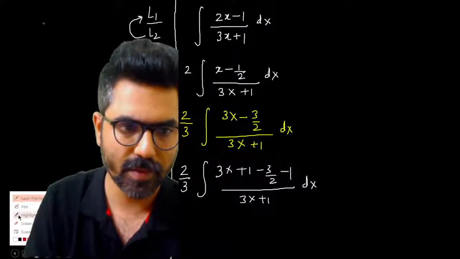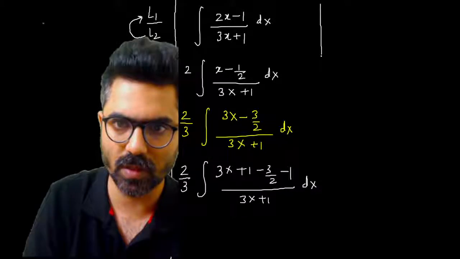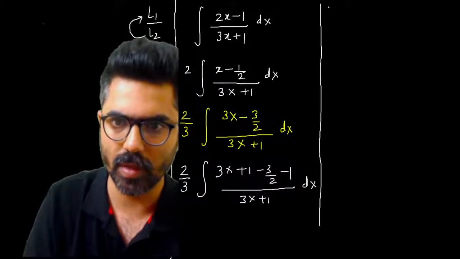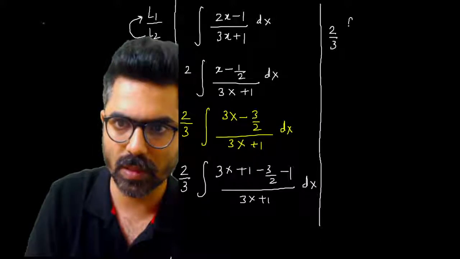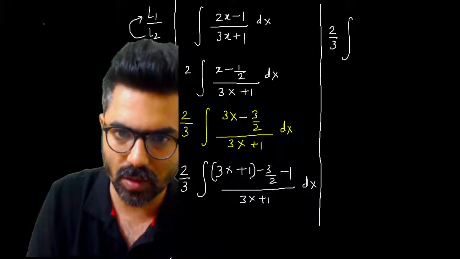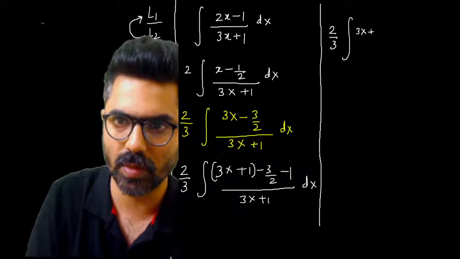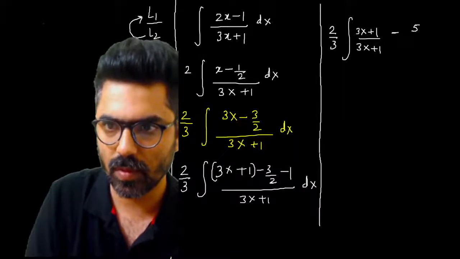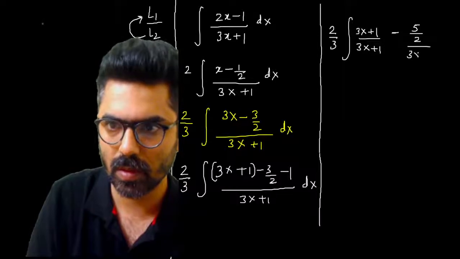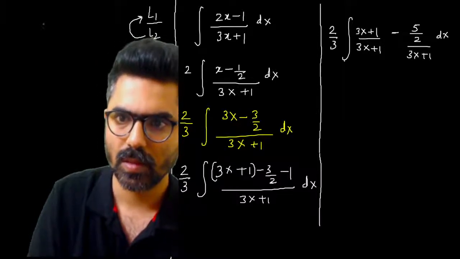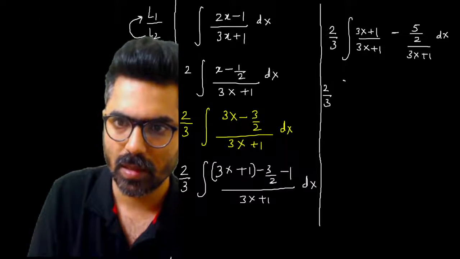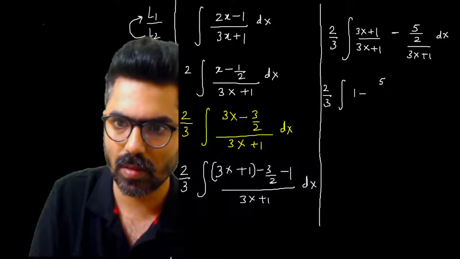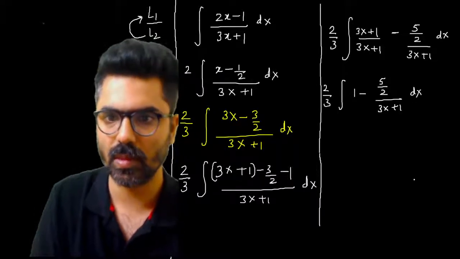Now let's separate 3x plus 1 from the numerator. So it will give us 3x plus 1 upon 3x plus 1 minus, and this is how much? It will be 5 by 2 upon 3x plus 1 dx. So now if you integrate, this is 2 by 3. Integration of this will be 1, then minus 5 by 2 upon 3x plus 1 dx.